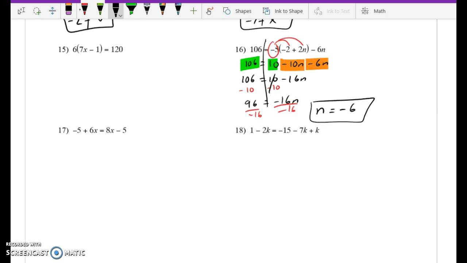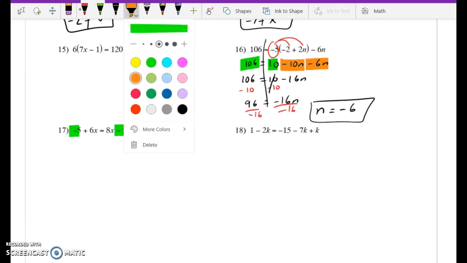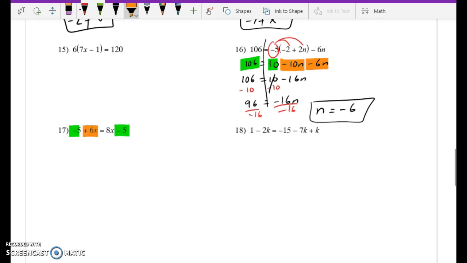17 and 18 we combine, so let's go with 17. I have a constant here, a variable and a variable. But they are on opposite sides of the line, which means I can't just combine, I have to move stuff. I want oranges on one side, greens on the other. So I'm going to choose to move this green to the other side. I'm going to add 5 to both sides.